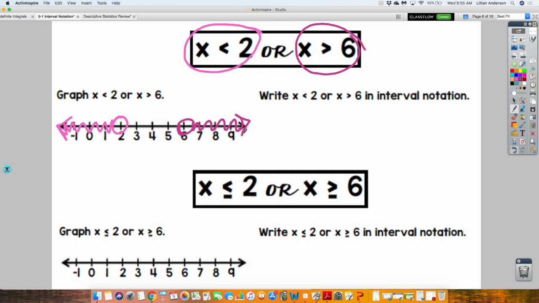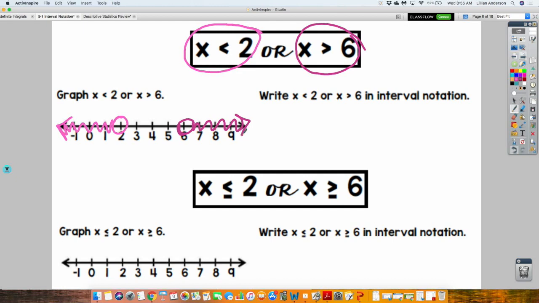Now I have 2 things on my number line, which means I'm going to have 2 intervals. Question? Do we have to do a line like that? No, I just do it so you guys can visually see it. I do mine with a squiggle like that so you guys can visually see it.